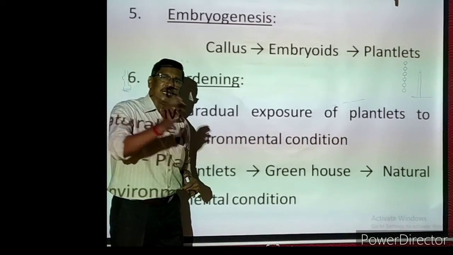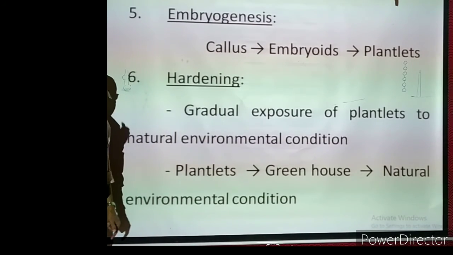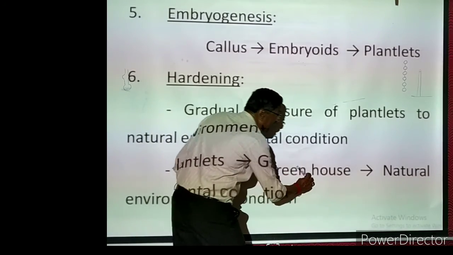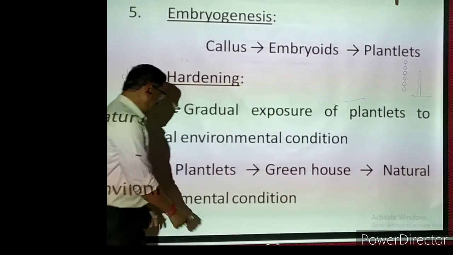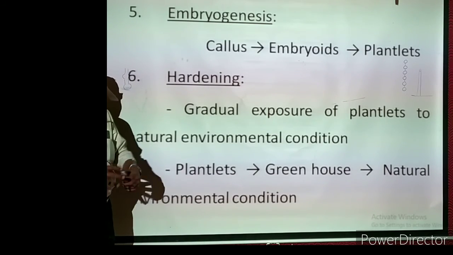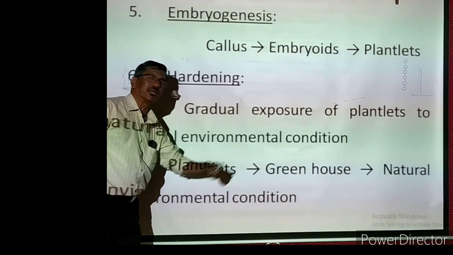So first we have to keep the plantlets in the greenhouse for about 1 week or 10 days. Then they will adjust with the greenhouse. From here the plants can be taken to the garden, the natural environmental garden, nursery or garden. Then the plants can successfully adjust with this condition. This is gradual. This is only called gradual.